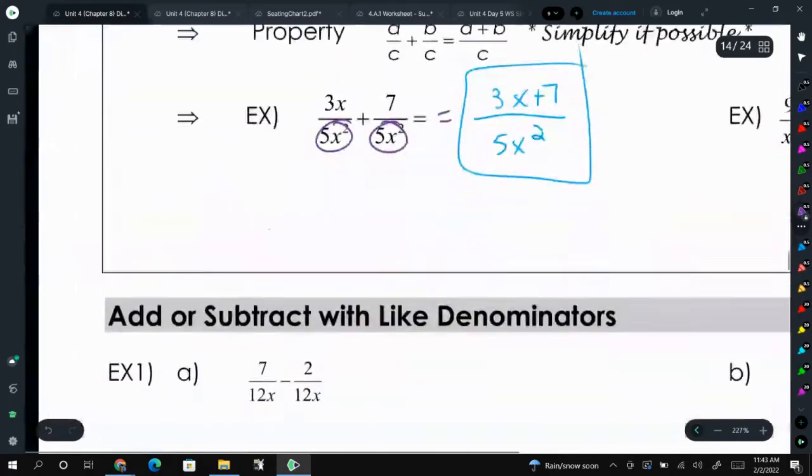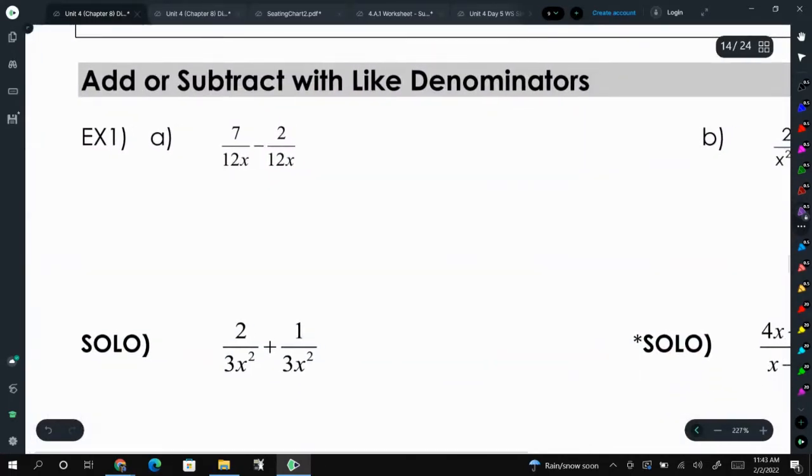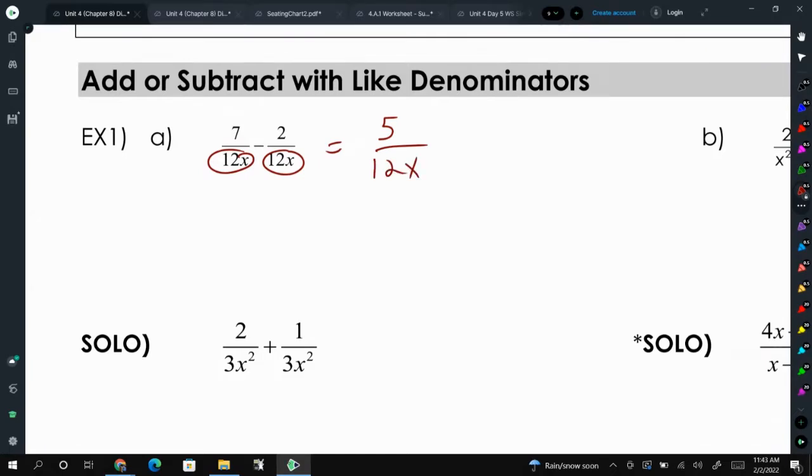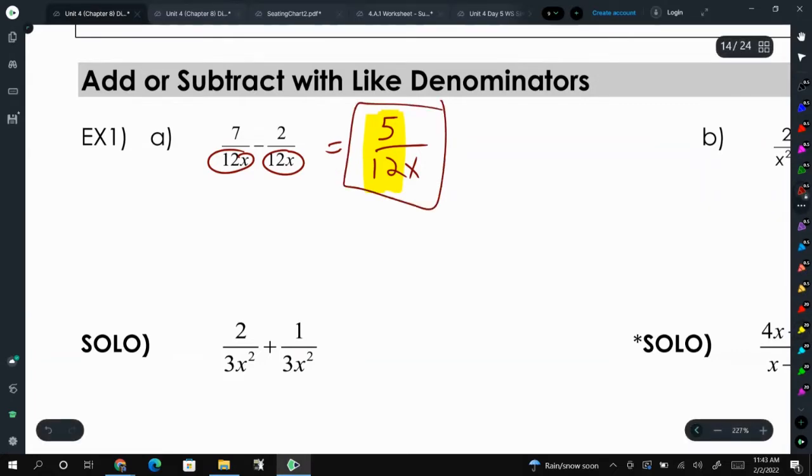Down here, we got some examples. So I'll do A and B and have you try the others. So again, we have subtraction. Our denominators are the same. So 7 minus 2 is 5 over 12x. And we ask ourselves, can we simplify that? Most people forget to see if they can simplify the number part. We can't simplify 5 over 12, so this would be our final answer.